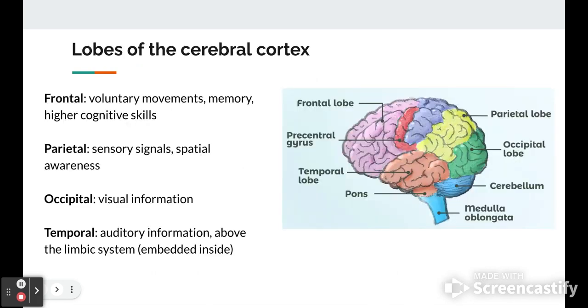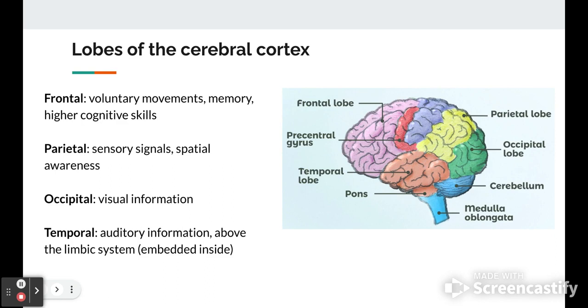Now the cortex can be divided into four main lobes. The frontal lobe coordinates voluntary movements and speech. It is also responsible for memory, emotion, and higher cognitive skills like planning and problem solving. If you guys are familiar with the story of Phineas Gage, you would also know that a part of the frontal lobe, the prefrontal cortex, is also associated with an individual's personality.